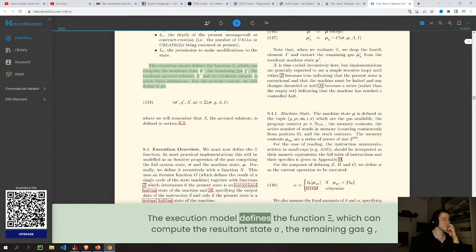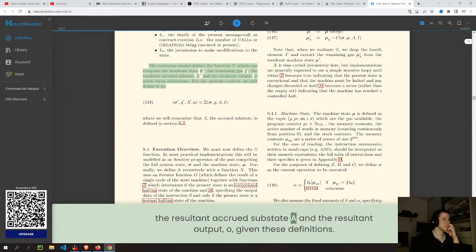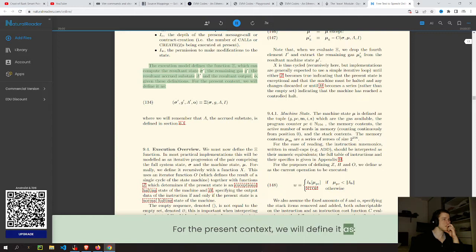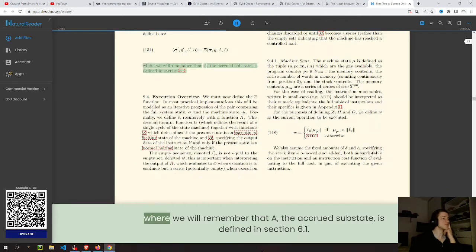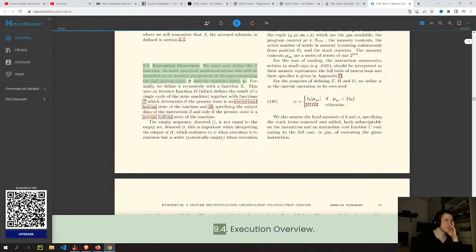The execution model defines the function psi, which can compute the resultant state sigma prime, the remaining gas g prime, the resultant accrued substate A prime and the resultant output, o, given these definitions. For the present context, we will define it as psi, where we will remember that A, the accrued substate, is defined in section 6.1.